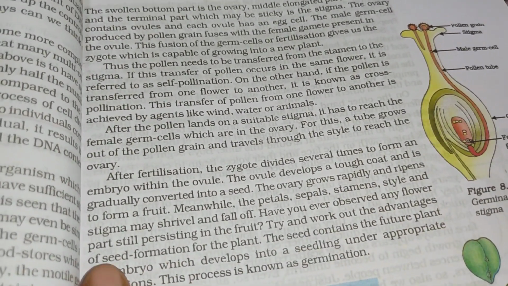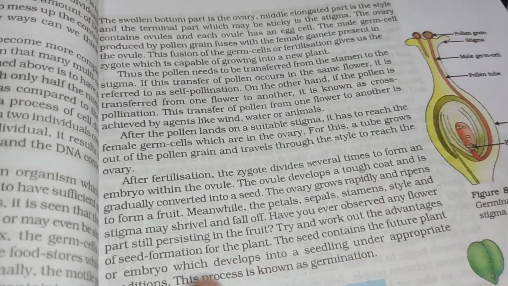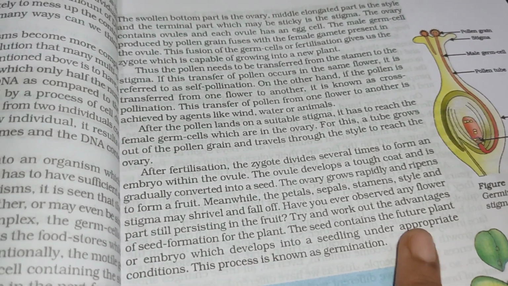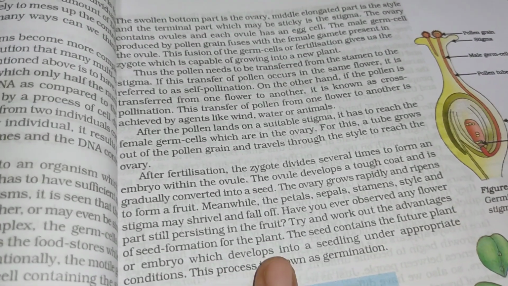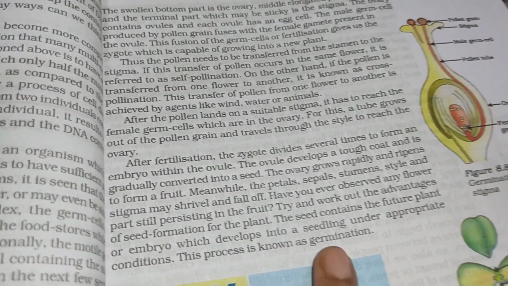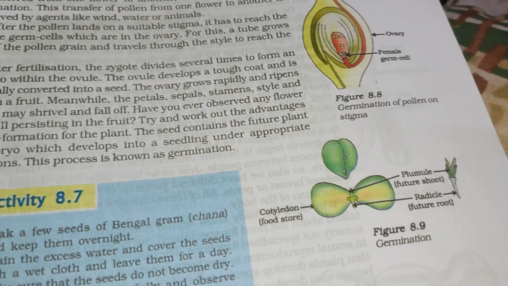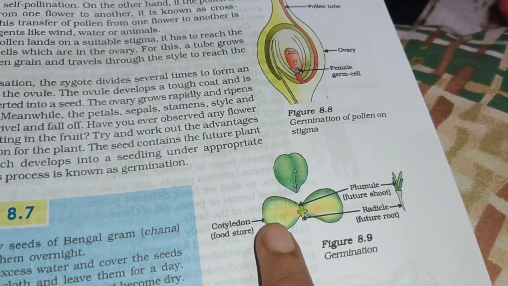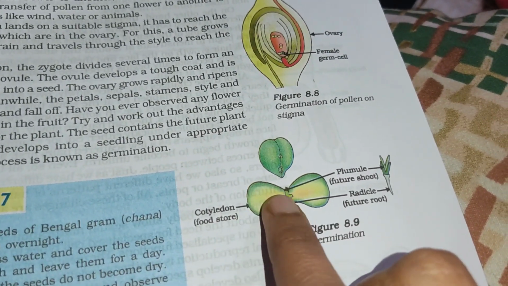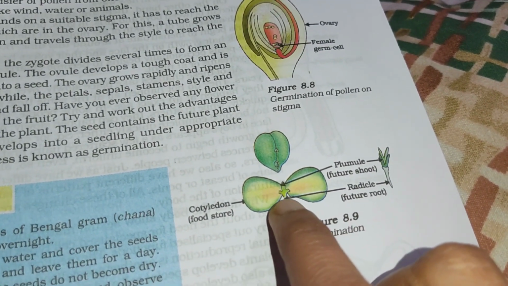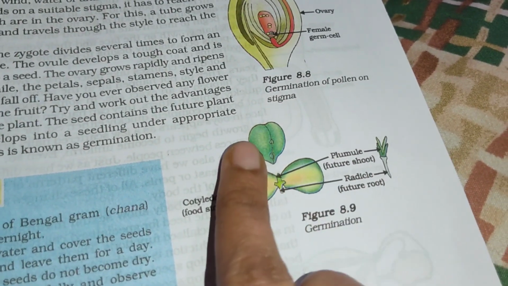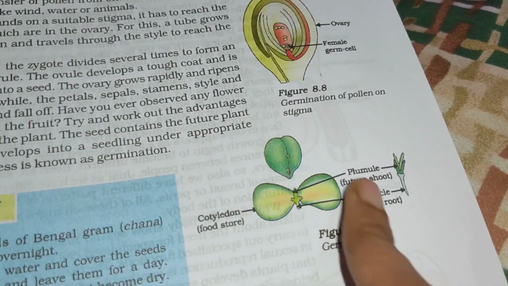What is the advantage of seed formation? The seed will in the future form a new plant, and this process of a seed becoming a new plant is called germination. See how germination takes place here. The cotyledon stores food. Here is the radicle, the future root, and the plumule, the future shoot. So this is a seed.